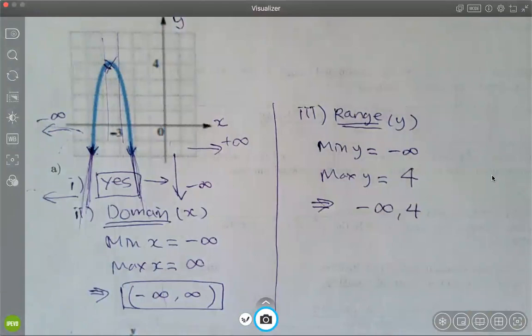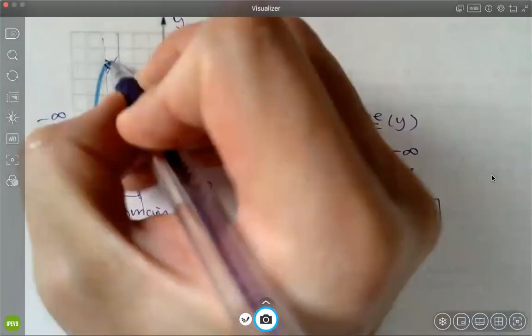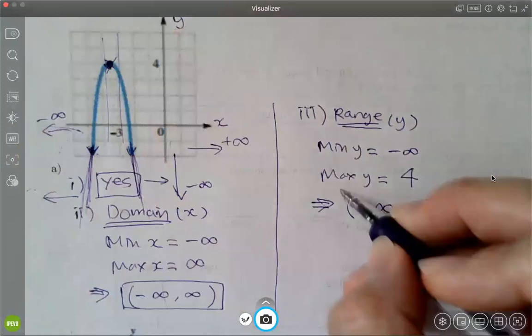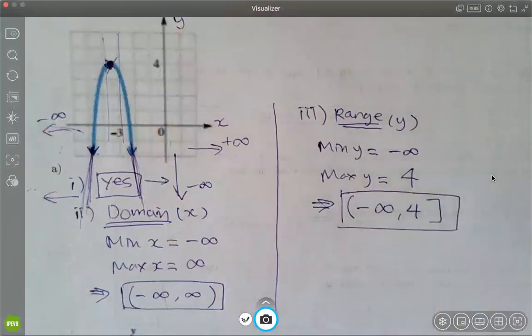Parentheses on the negative infinity, and bracket on the 4. Does everyone see why? It's not a parenthesis around 4, right? Why? What's the reason? That peak or the maximum point is part of the graph, right? Okay, so that's why we have to put a bracket around 4. Okay, so that's the range.